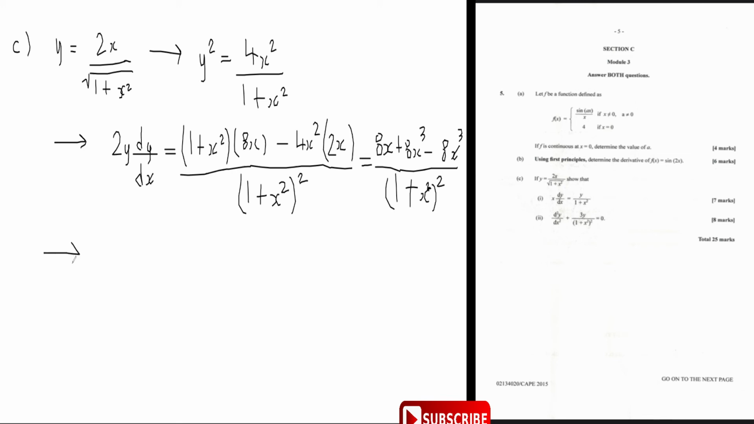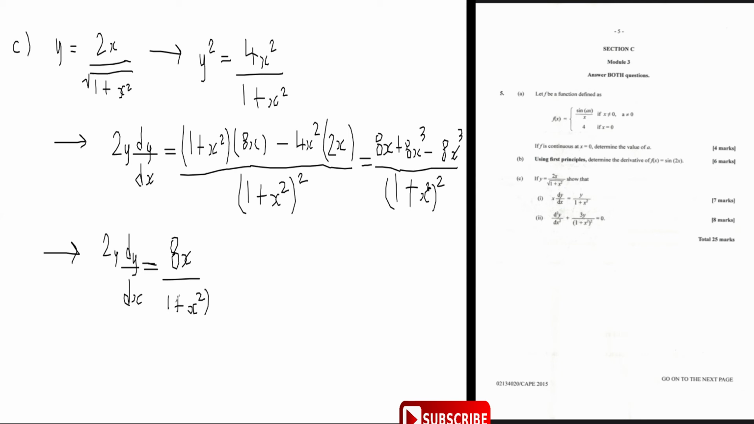So this implies we have 2y dy by dx is equal to 8x plus 8x cubed minus 8x cubed, so that is just 8x over 1 plus x squared all squared.